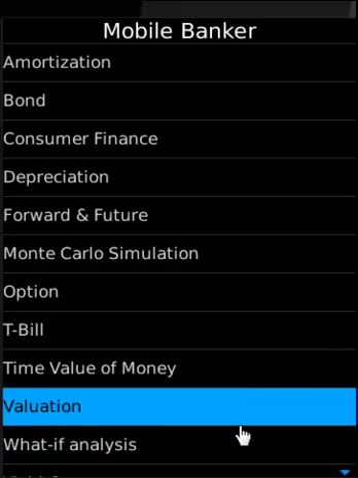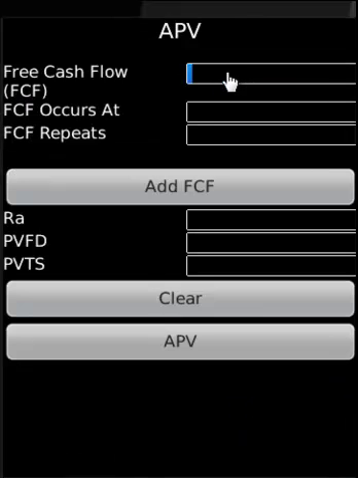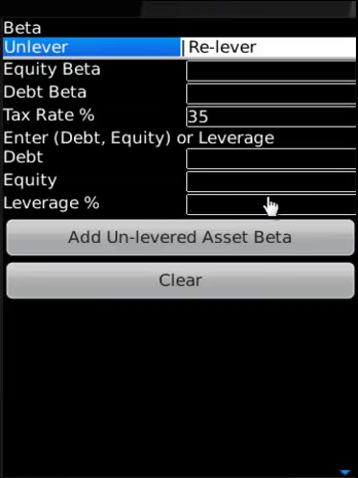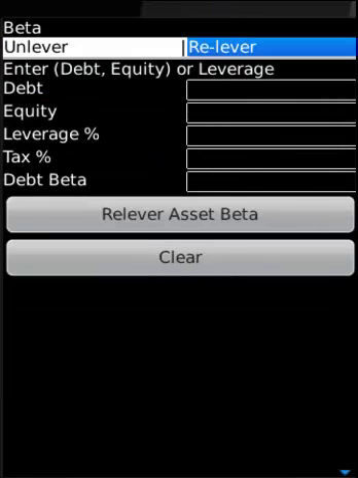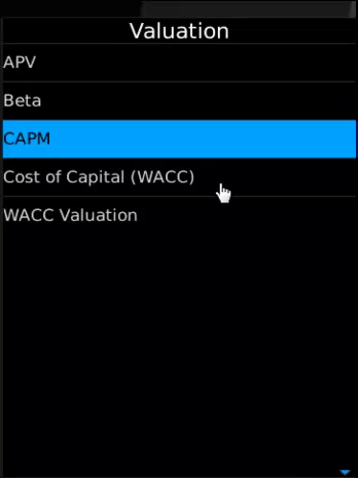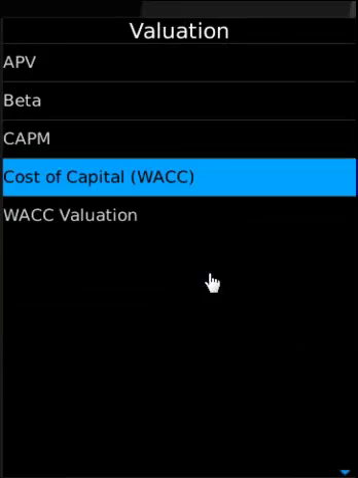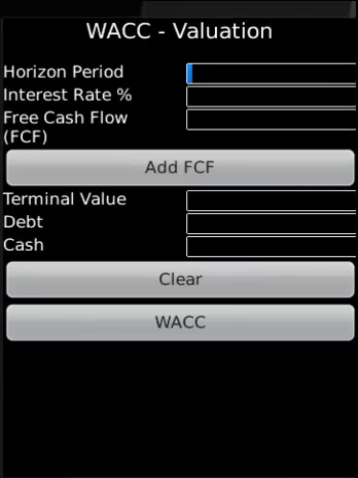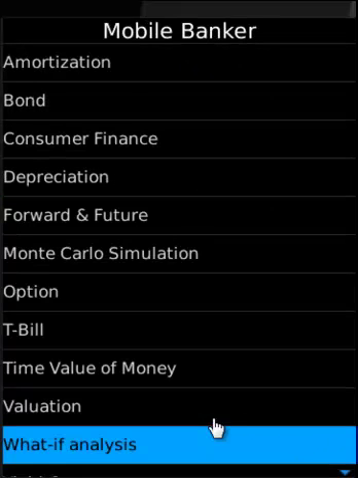And valuation: here we do adjusted present value calculation. We do beta, we both unlever and then relever the beta. CAPM, capital asset pricing model, and weighted average cost of capital. And then we also do a valuation using the WACC method. What-if analysis, this is something we have seen.